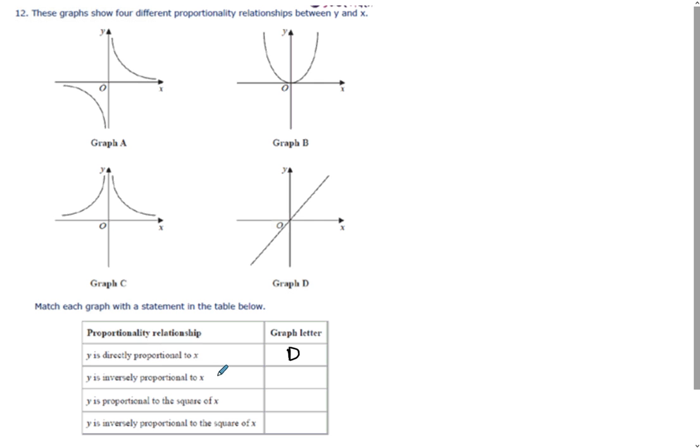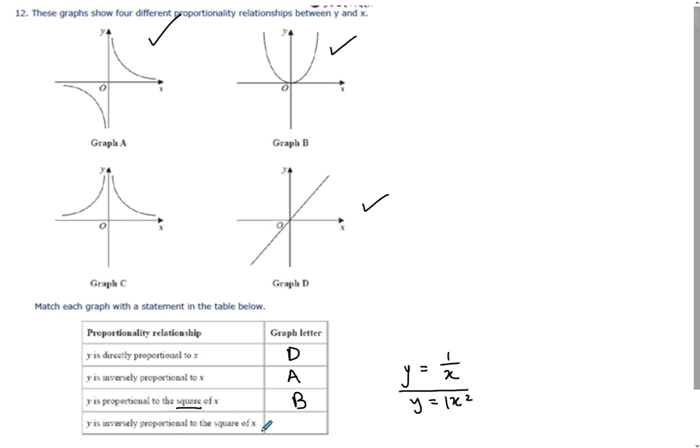Y is inversely proportional to X. Now you must know this graph off by heart in your GCSEs. That one there, which you can tell would be inversely proportional, would be graph A. Y is proportional to the square of x. So now we know it's y equals x squared. Let's just put the constant as 1. So you can tell that's 1 squared. So that would be graph B.